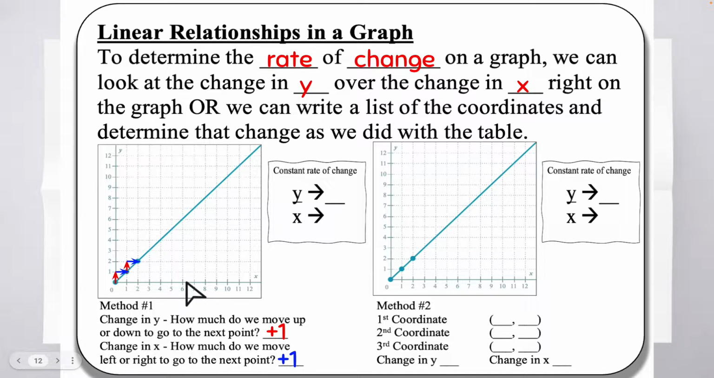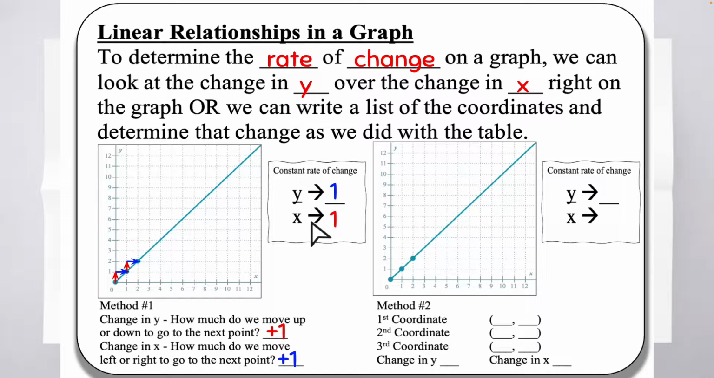With this one my constant rate of change would be 1 over 1, which we could just write as 1. We wouldn't actually have to write the fraction there, but they'll have us write it as a statement, which I'll show you on the next page. So this is just the basic idea of how to find it.